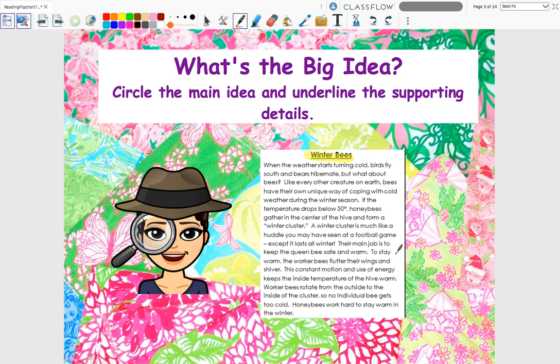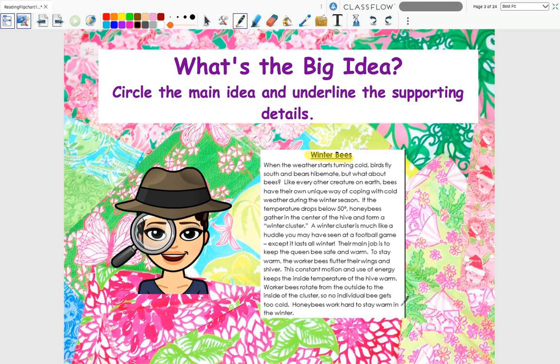To stay warm, the worker bees flutter their wings and shiver. This constant motion and use of energy keeps the inside temperature of the hive warm. Worker bees rotate from the outside to the inside of the cluster so no individual bee gets too cold. Honeybees work hard to stay warm in their hive.